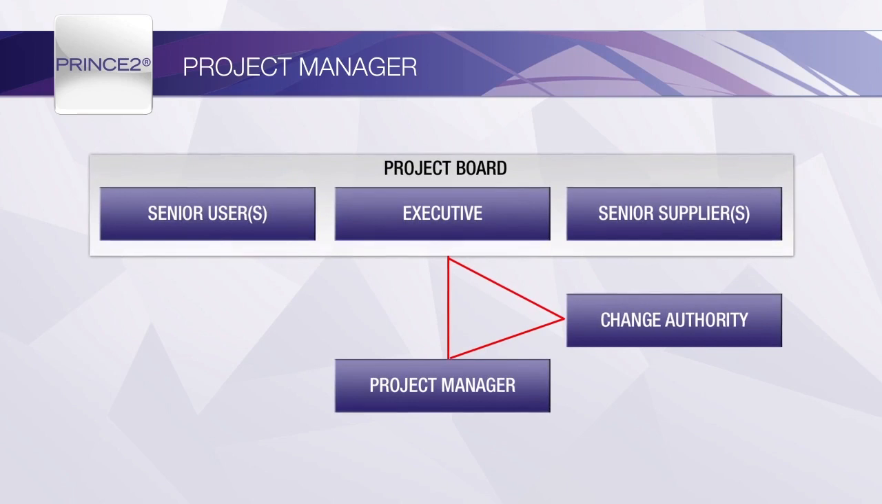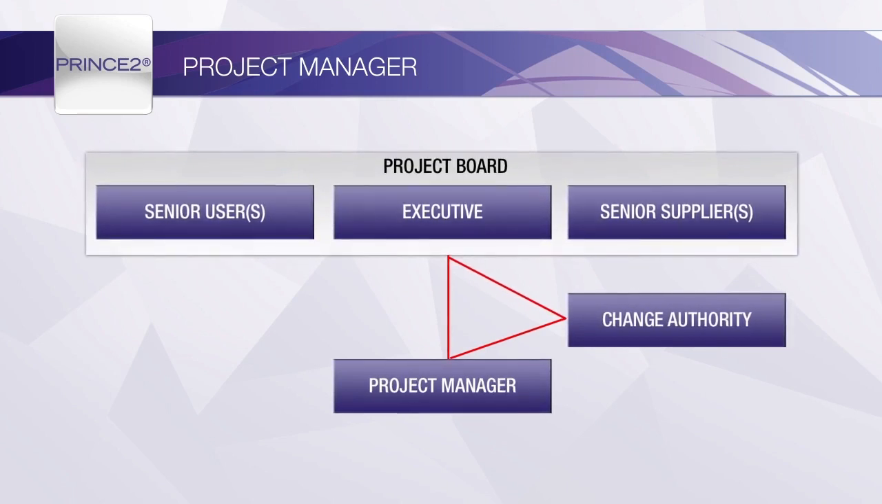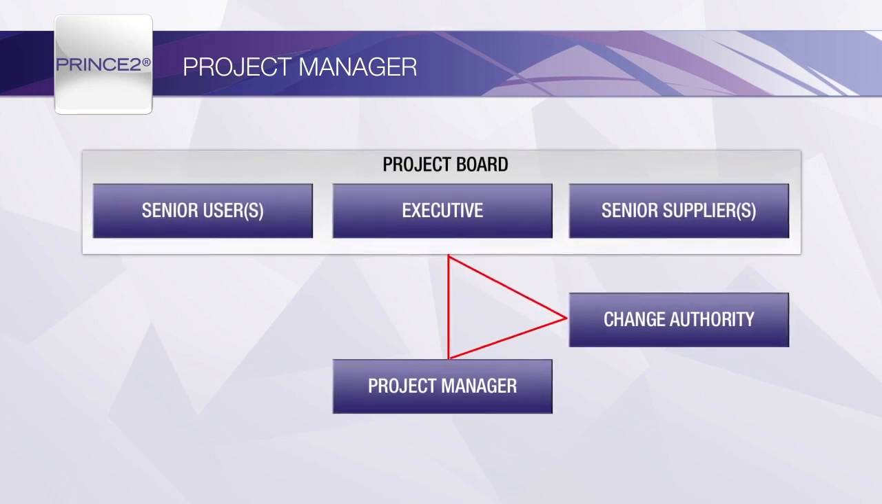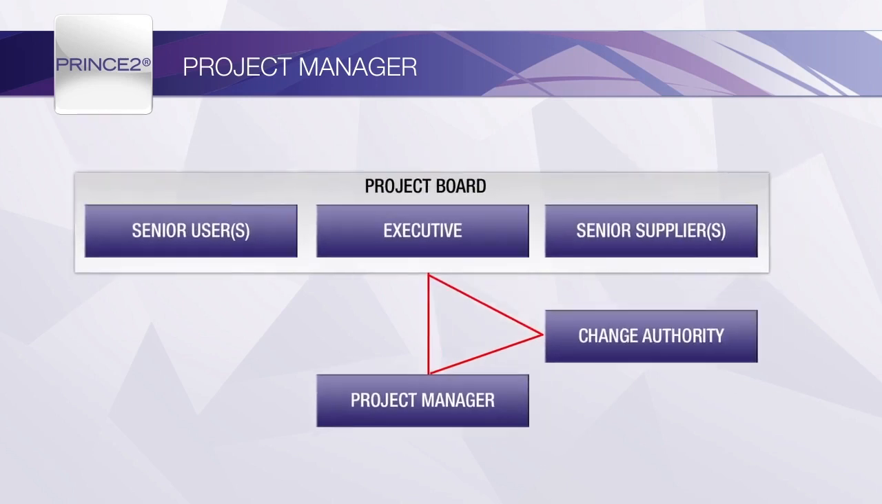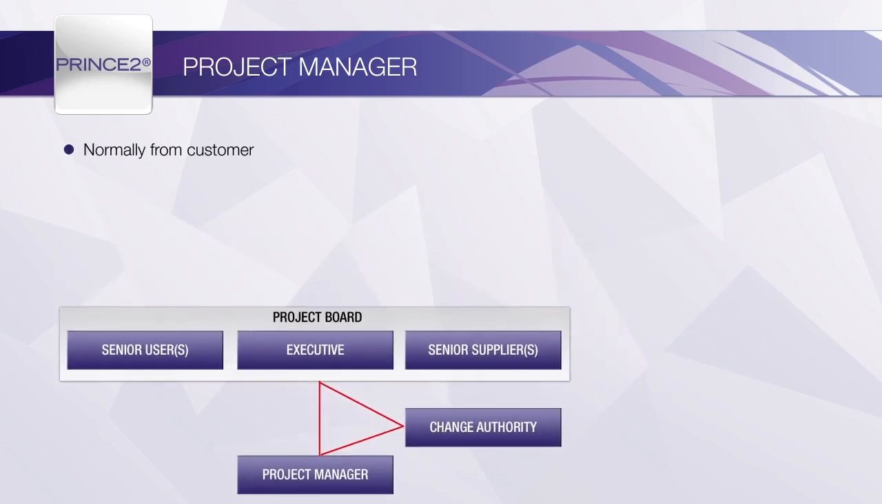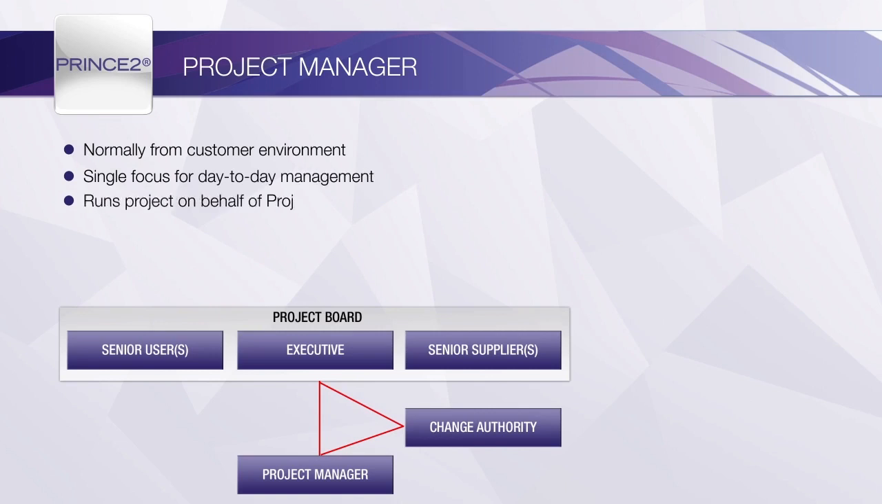The project manager must not be a member of the project board, but will attend each meeting to contribute to the decision-making process and to take direction from the project board. A description of the project manager's role and responsibilities must be prepared and preferably signed off by the individual appointed.